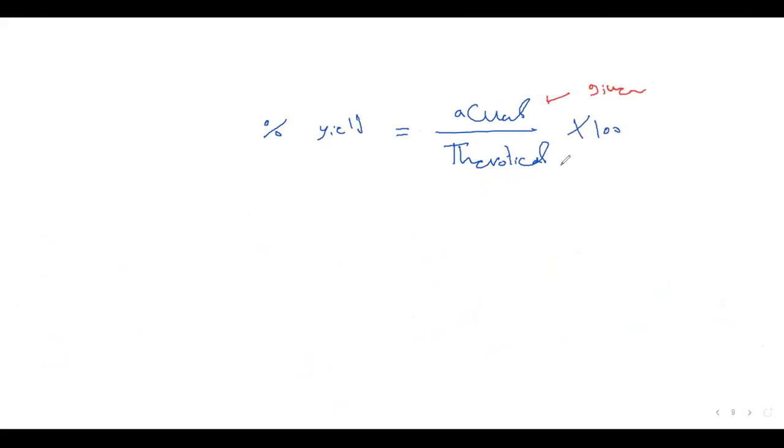After that, percentage yield equal actual over theoretical multiplied by 100. What is the difference between actual and theoretical? Actual is a given. Theoretical must be calculated. For example, if you have N2 plus 3H2 gives 2NH3. If we have 14 grams of nitrogen and 15 grams of ammonia, what is the percentage yield?